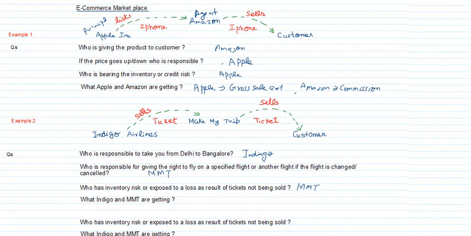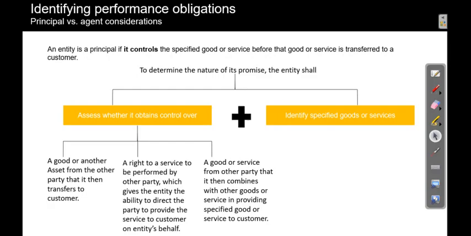So, in this example, Indigo Airlines is just acting as an agent. However, Make My Trip is the principal, which controls the tickets, or the right to fly on a specific flight, before it is transferred to the customer. So who controls the good or asset from the other party that is transferred to the customer? In our second example, it is Make My Trip. But in the first example, the iPhone was under the control of Apple before it was transferred to the customer.